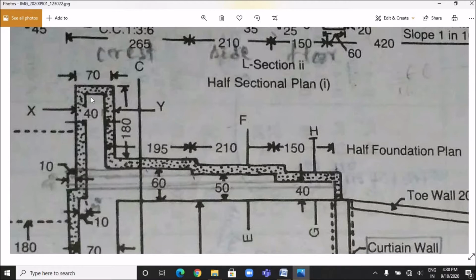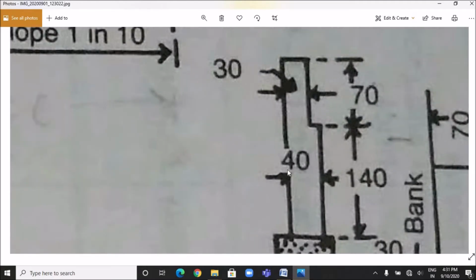Similarly, the next step of the wing wall will have the length of 200 centimeter or 2 meter from this portion to this portion, and the next step will have a length of 2.1 meter from this portion to this portion, and the breadth of the wing wall will be 40 centimeter, for which first class brickwork is to be done, and the respective heights will be 40 centimeter, 50 centimeter and 50 centimeter, which will be total equals to 140 centimeter.